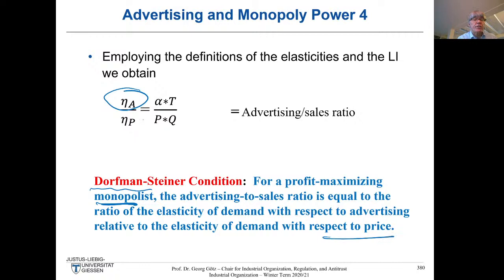This is eta P. That's our advertising. This is our condition, and this is equal to our advertising to sales ratio. Okay? And now, given that we have derived it directly from the profit maximization, we want to interpret it on the next slide here.